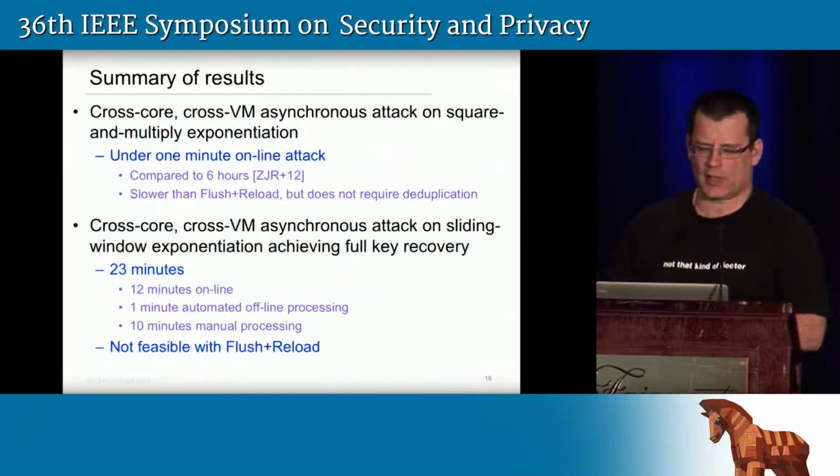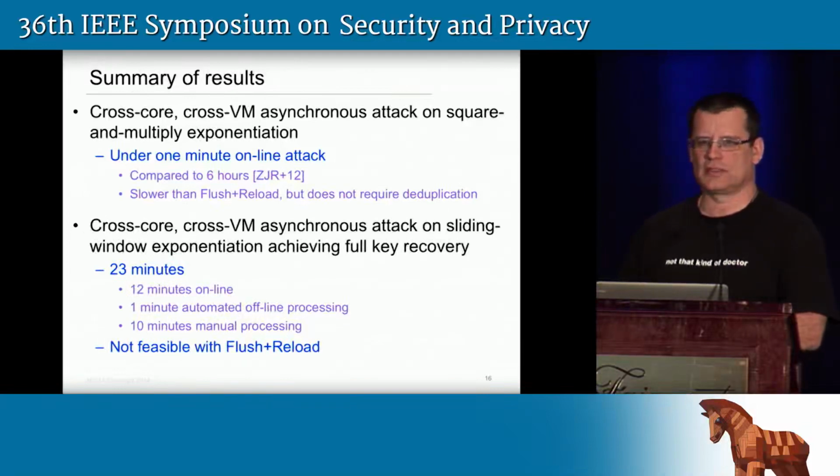In summary, we have a cross-VM, cross-core synchronous attack on 2 implementations of exponentiation in 2 different versions of GNU-PG. The square and multiply, which has been used by Zhang et al., we attack in less than 1 minute compared to 6 hours that the attack took previously. This is still slower than Flush+Reload attack, but unlike Flush+Reload, we don't need deduplication.